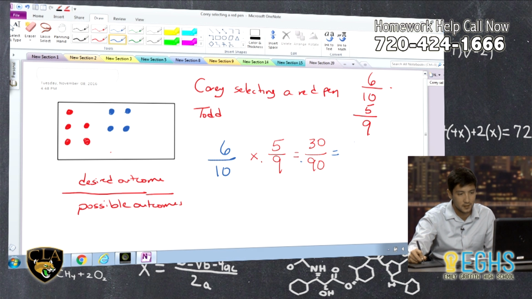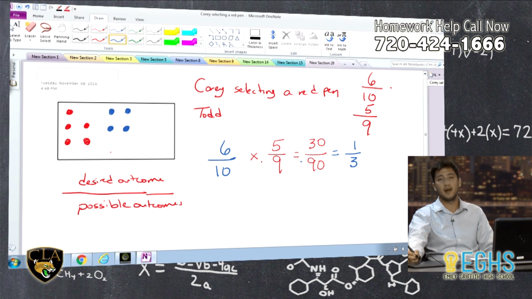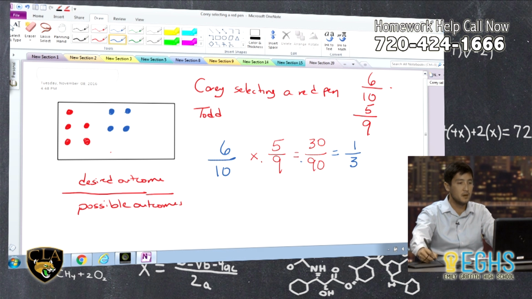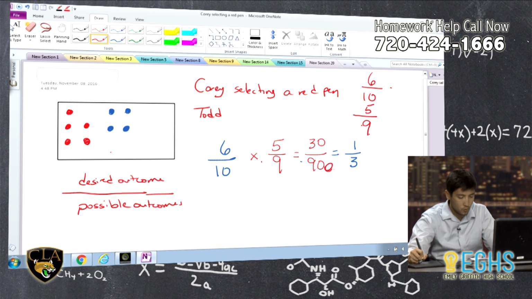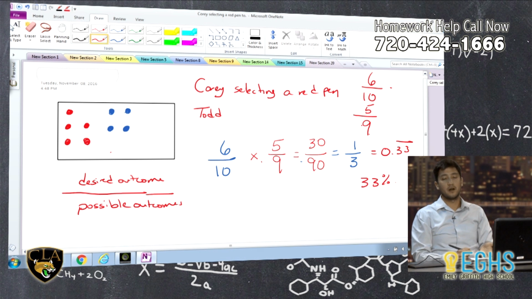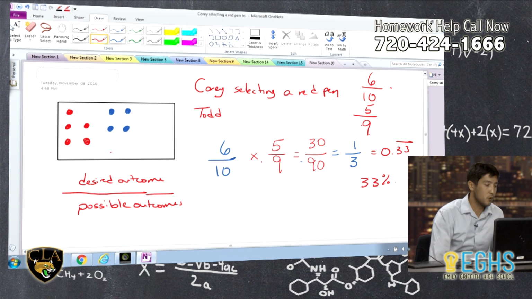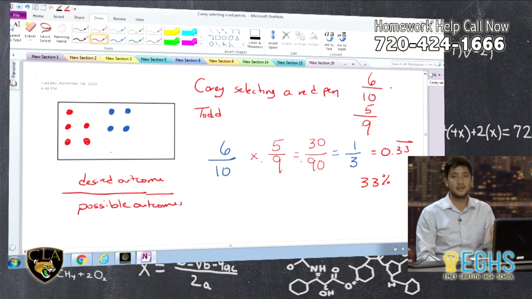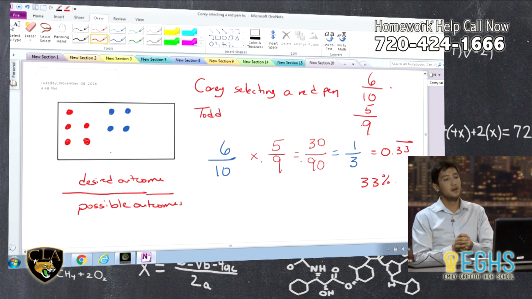We can reduce this in a couple ways. We can say the probability is 1 out of 3. So again, if we did this 3 times, theoretically, they should both pick a red pen 1 time. We can also write this as a decimal. 1 divided by 3 is 0.33. Or we could say that there is a 33% chance that they'll both pick a red pen. So the odds of Corey selecting one are about 6 out of 10, or 60%, or 3 out of 5. But the odds of both of these things happening becomes much smaller.